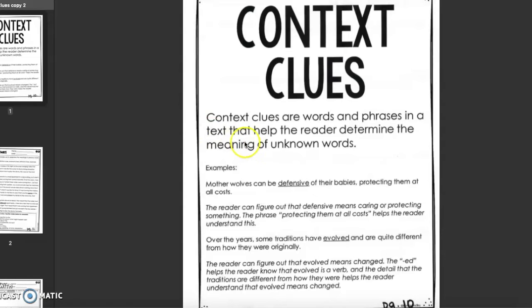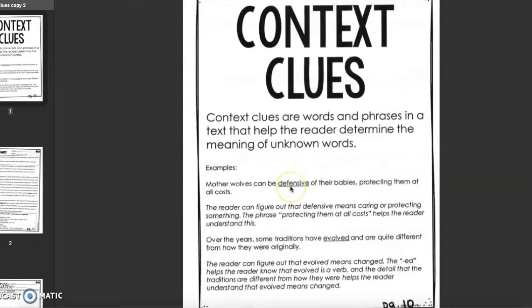It says context clues are words and phrases in a text that help the reader determine the meaning of unknown words. Examples: mother wolves can be defensive of their babies, protecting them at all costs. So the underlined word is the word that we need to figure out what it means, defensive. So we need to look around that word for words that give us clues about what defensive means. So I see protecting them.